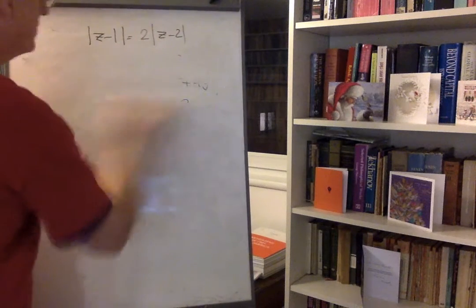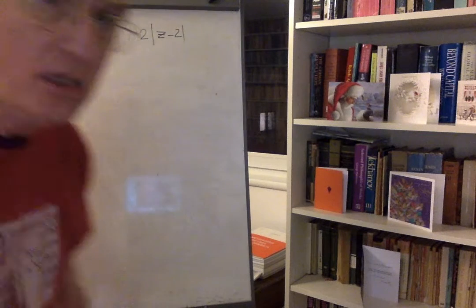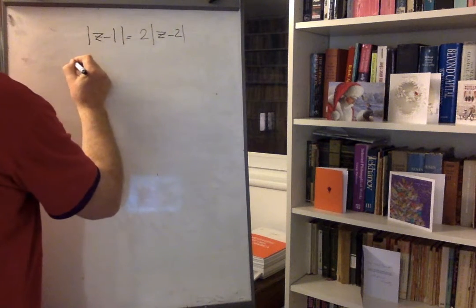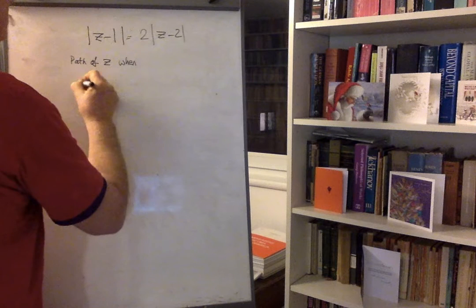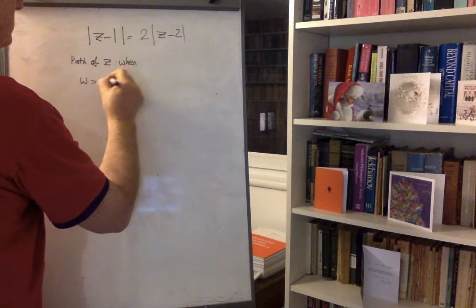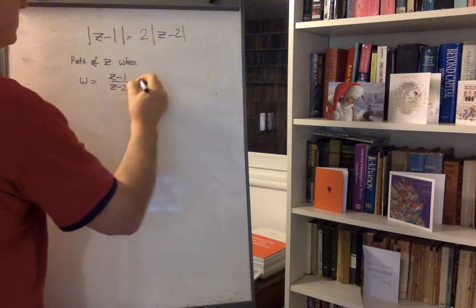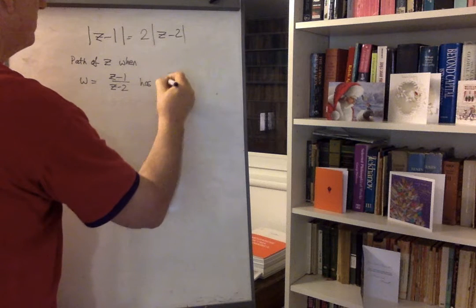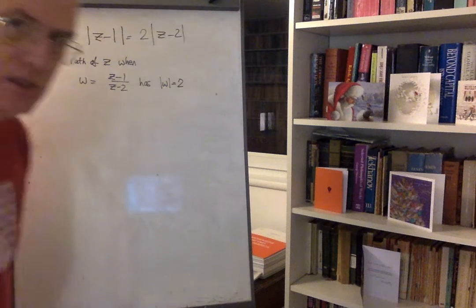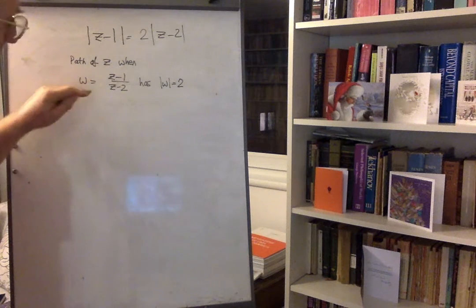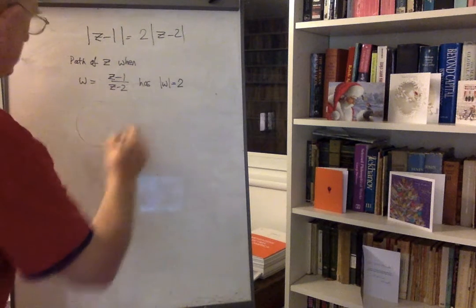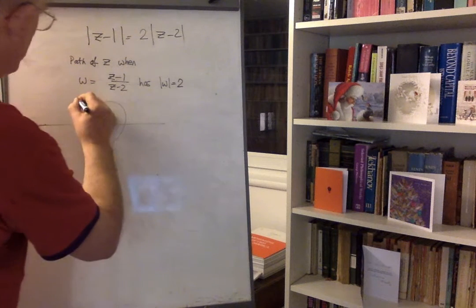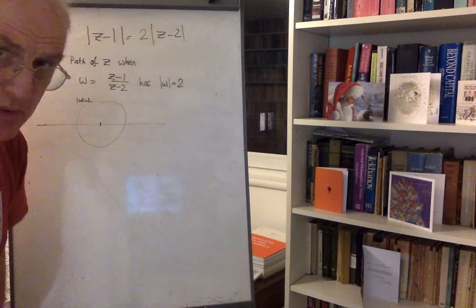That's one method. The second method is to adapt the geometric method I showed you and say, well, look, this is the path of z when w equal to z minus 1 over z minus 2 has mod of w equals 2. So you know what the path of w is and you want to find out what the path of z is. You can do this by the same method as before. Draw the path of w, the locus of w.